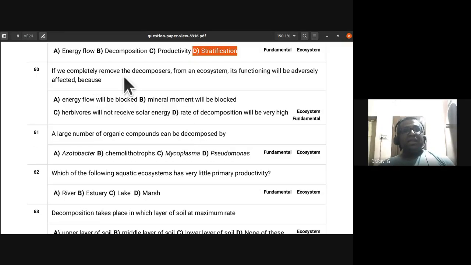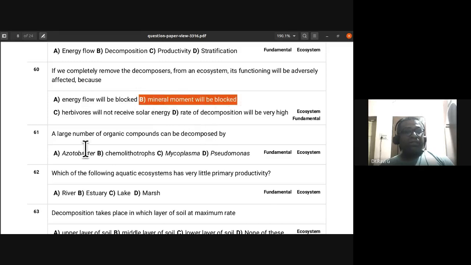If we completely remove the decomposers from an ecosystem, its function will be adversely affected because energy flow will be blocked, mineral movement will be blocked, herbivores will not receive solar energy, rate of decomposition will be very high. So for the 60th one, the right answer is B. The mineral movement will be blocked.